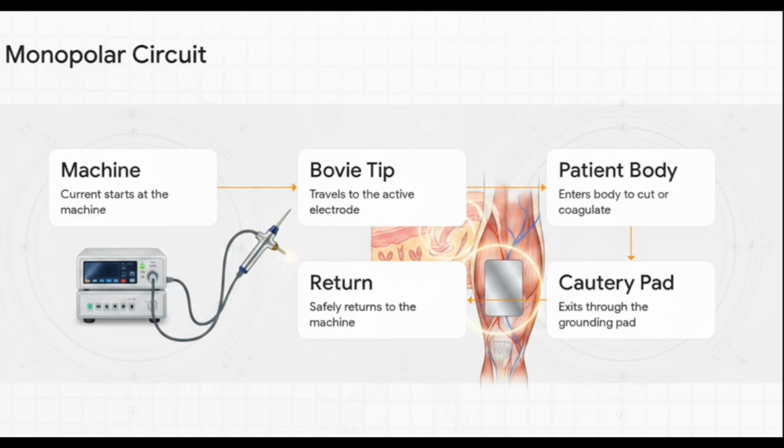But now it needs a way out. So, step 4, it exits safely through the grounding pad, also known as the cautery pad. And finally, step 5, it travels back to the machine. So, hamesha yaad rakhna, that cautery pad has to be placed over a well-vascularized area with a wide flat area of contact. If that pad is too small, the current concentrates and boom, you get severe burns at the pad site. And if there's no pad attached at all, the circuit is broken and the monopolar literally won't even fire.